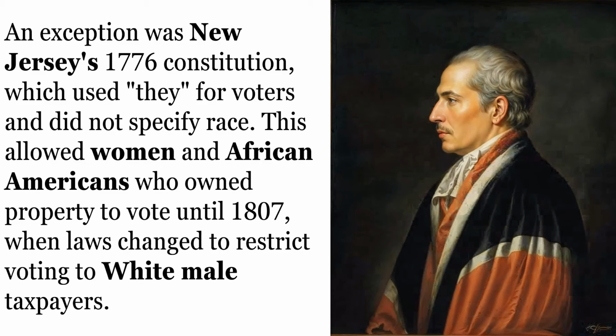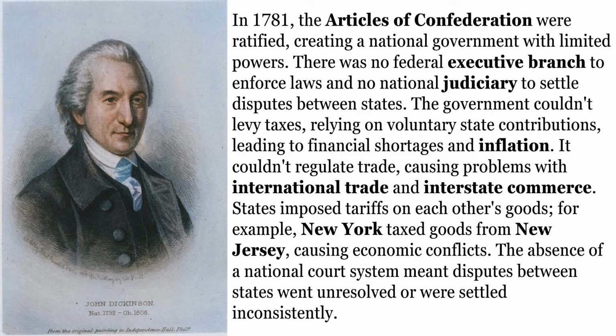Only landowners or those with certain wealth could vote or hold office, excluding many non-landowners, women, enslaved people, and Native Americans. An exception was New Jersey's 1776 Constitution, which used "they" for voters and did not specify race. This allowed women and African Americans who owned property to vote until 1807, when laws changed to restrict voting to white male taxpayers.